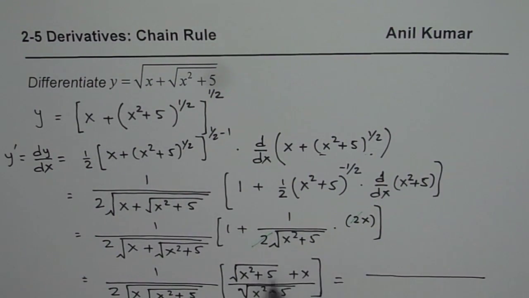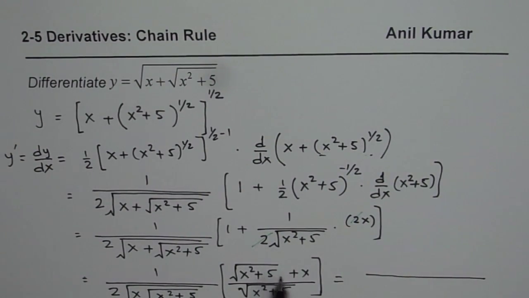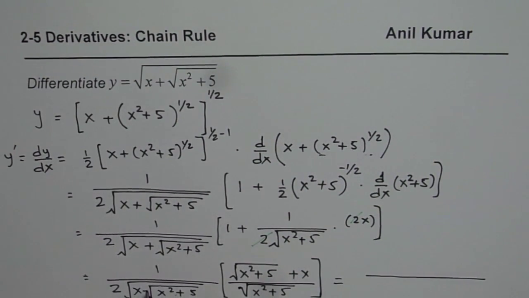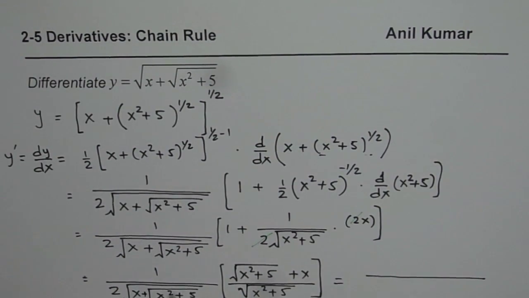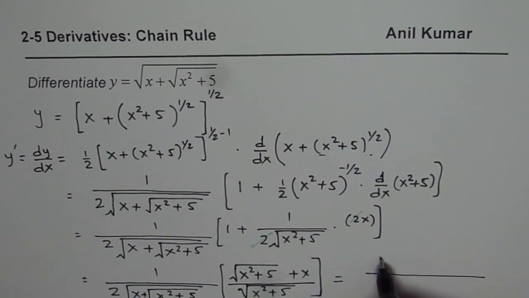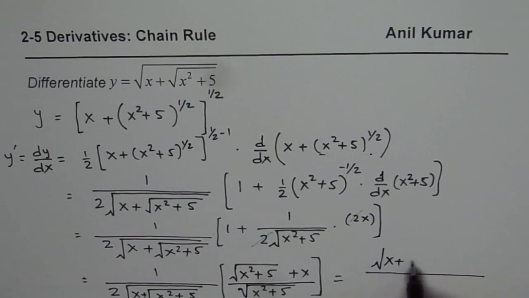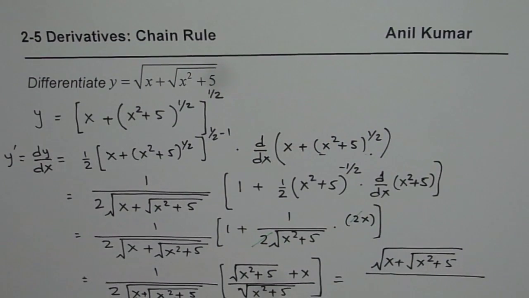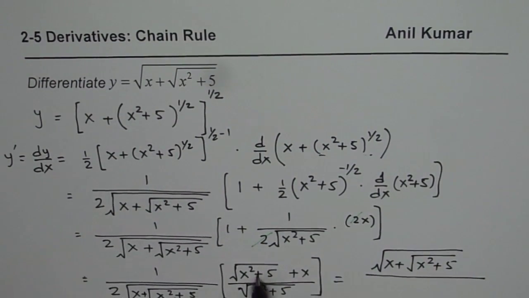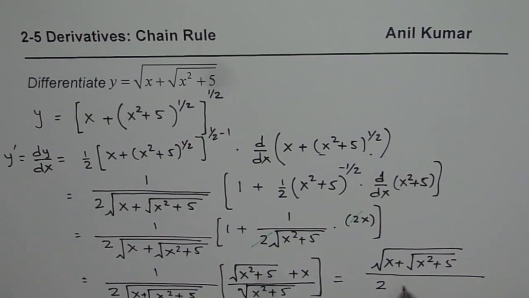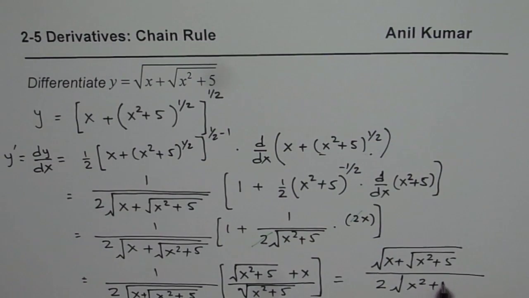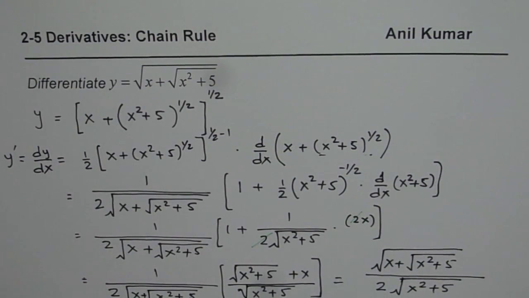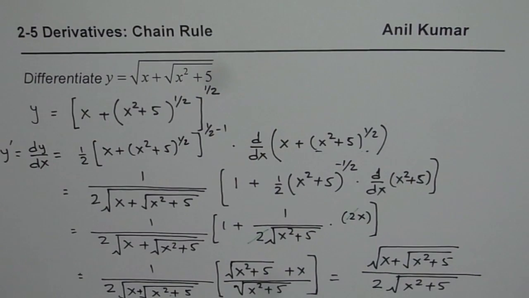So that is how we cancel. And x squared plus 5 plus x, okay, I forgot to write x here. This is square of this term, right? So we could write this as square root of x plus square root of x squared plus 5. So that gets cancelled, this and this is square of this. Do you see that? Okay. Now in the denominator we have 2 times square root of x squared plus 5. So that is how you could simplify the derivative and write it in this form. So that is how it should be.